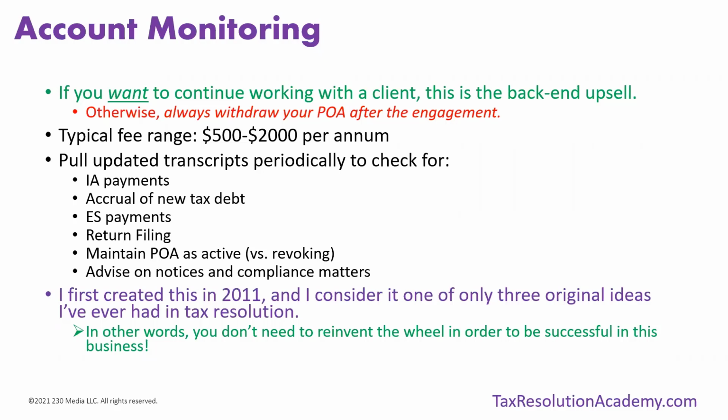And what you're going to do is on a periodic basis, monthly or quarterly, whichever is appropriate for the type of client, you are going to pull new transcripts. You're going to have your 2848 or 8821 on file with the CAF unit at this point. So you'll be able to pull transcripts through the transcript delivery system within eServices. So you're going to check, are they making their installment agreement payments? Are they staying current and compliant? And are there notices coming in that you're getting copies of that you need to advise them on?